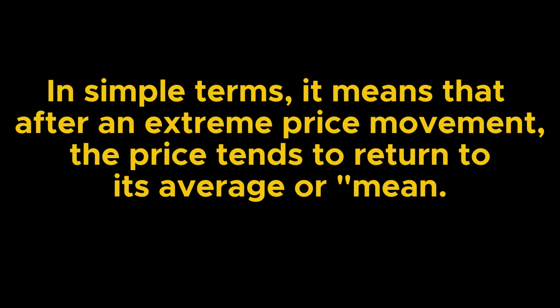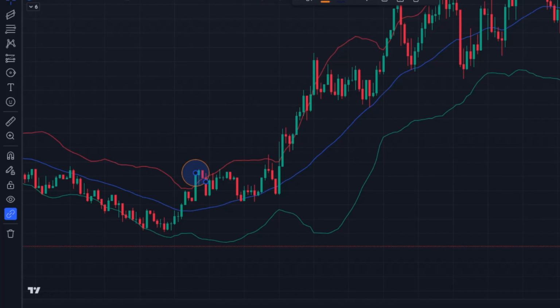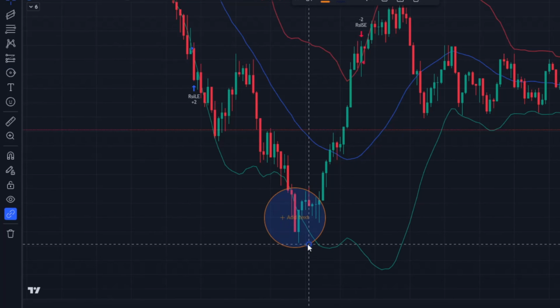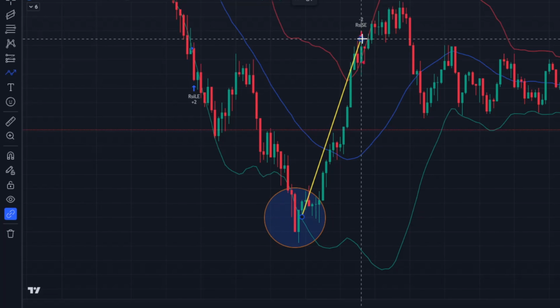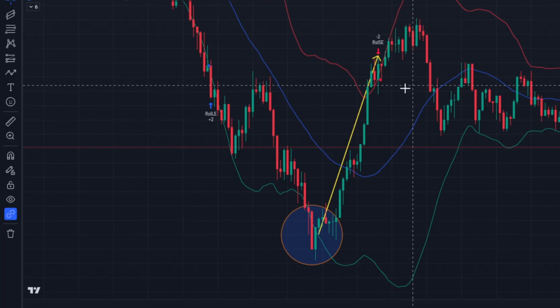its average or mean. For our strategy, if the price moves above the upper Bollinger Band, it's likely to revert downward. So we'd consider a short trade. If the price moves below the lower Bollinger Band, it's likely to bounce upward, so we'd consider a long trade. But here's the important part. You shouldn't rely on Bollinger Bands alone. You need the RSI to confirm the move.